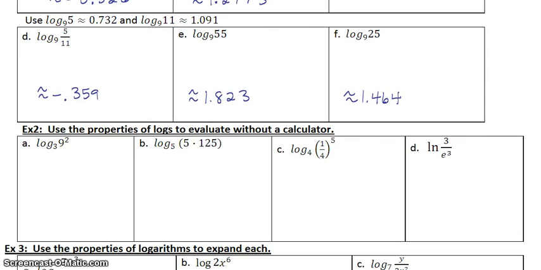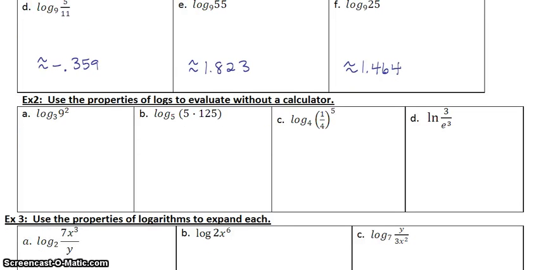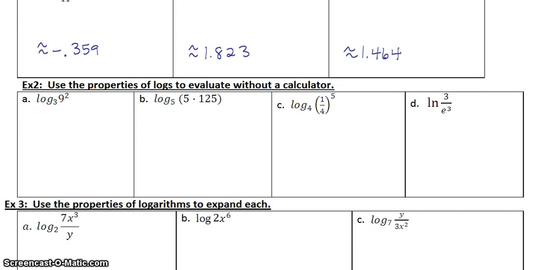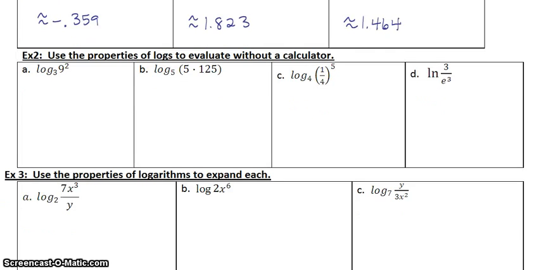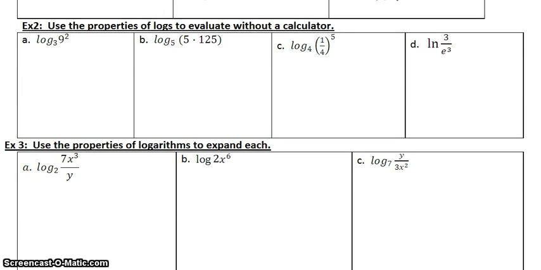All right, here are the answers for D, E, and F. How'd you do? Hopefully pretty well. Let's move on to example 2. Now we're going to use some of our properties in a little bit of a different way, but we're still going to be using our properties to evaluate without a calculator. So here's what I've got.